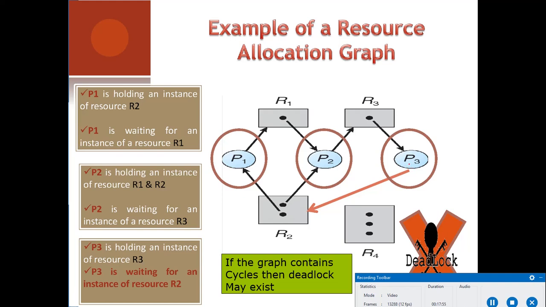Now in this case, process P3 is requesting an instance of resource R2. Now let's check whether we have a cycle or not. We have two cycles in this graph. From P1, R1, P2, P2, R3, P3 and R2. This is the first cycle, and then we have the second cycle, P2, R3, P3 and R2 and then P2. So these are the two cycles that exist here.